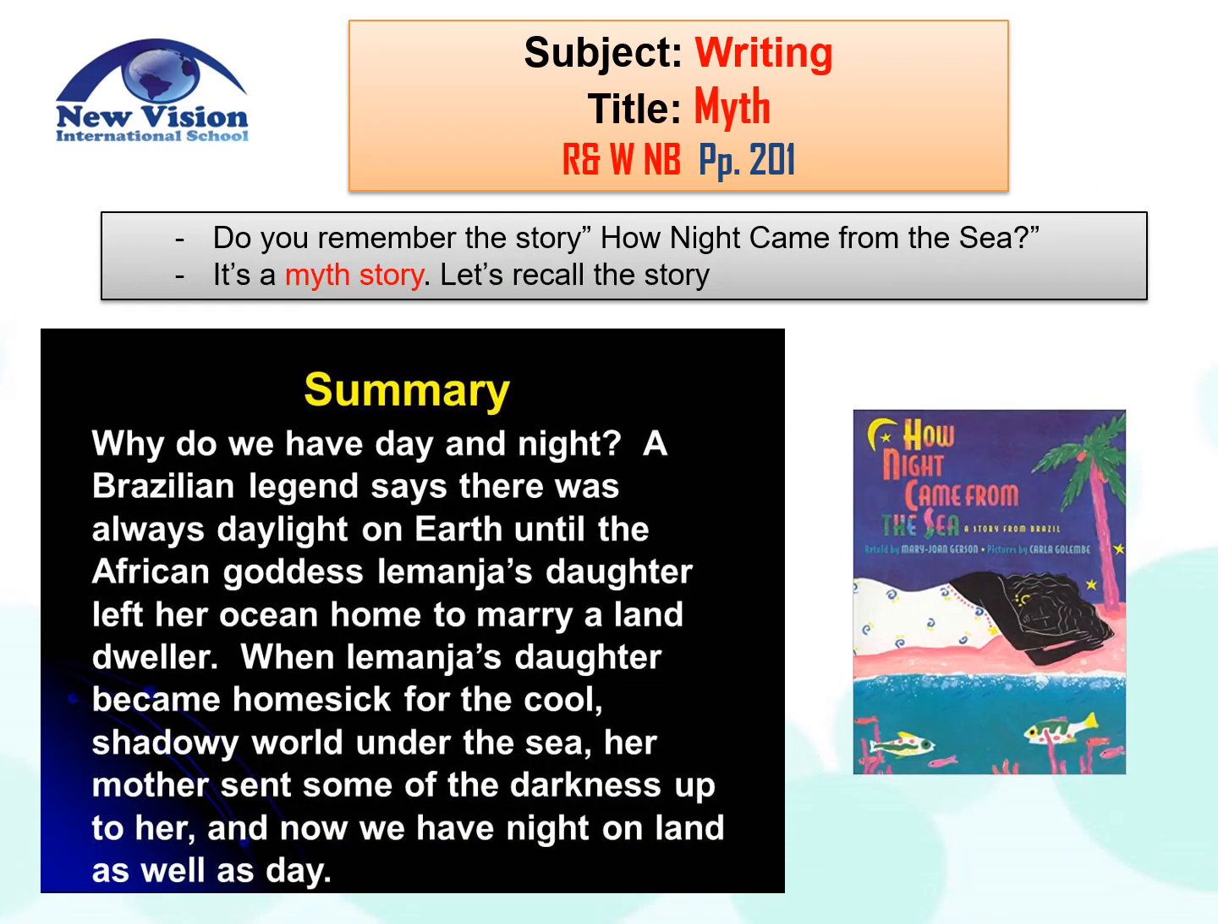Do you remember the story, How Night Came from the Sea? It's a myth. Let's recall the story. Why do we have day and night? A Brazilian legend says there was always daylight on Earth until the African goddess Imanja's daughter left her ocean home to marry a land dweller. When Imanja's daughter became homesick for the cool, shadowy world under the sea, her mother sent some of the darkness up to her, and now we have night on land as well as day.